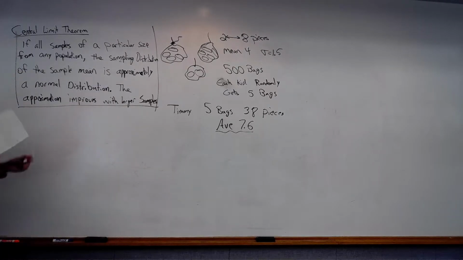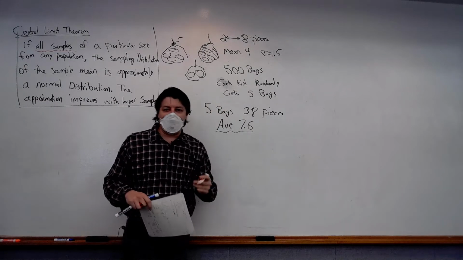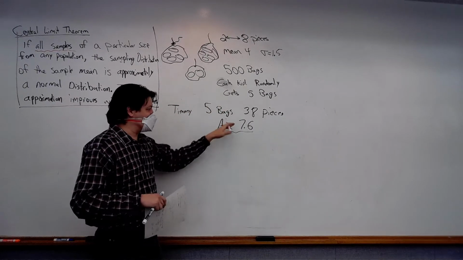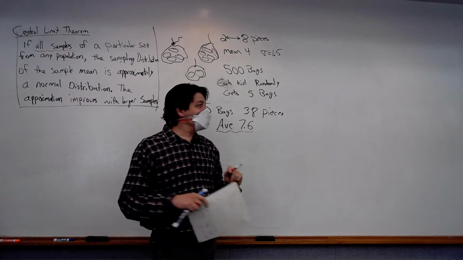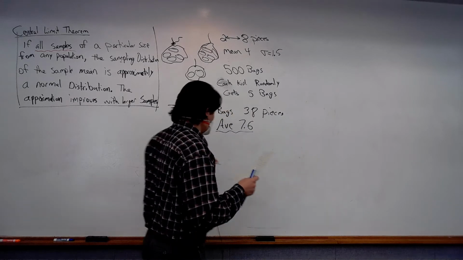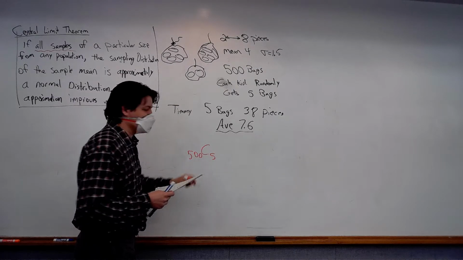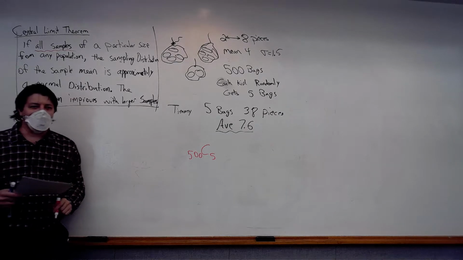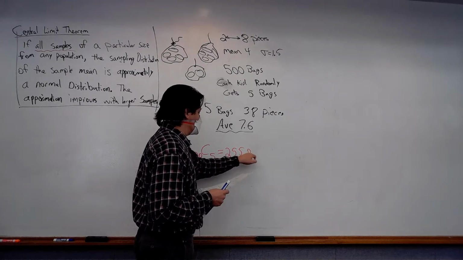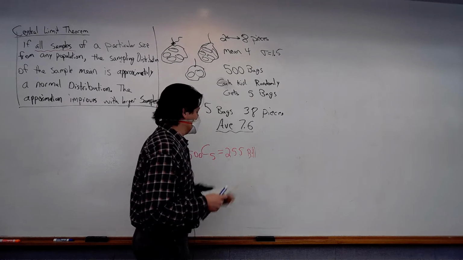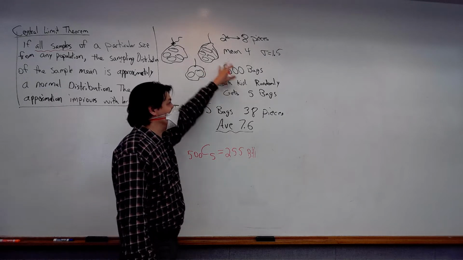So let's talk a little bit about this. All samples of a particular size. Again, we've taken one of these, right? We have a sample of 5. It's Timmy's sample. We're a little dubious about it, but it is one of the possible samples. How many samples are there? Well, what are we actually doing? We're doing 500 choose 5. So there are a lot of these. It's something about 255 billion, rounded off a little bit. So there are 255 billion samples of 5 bags that could have been made out of these 500.